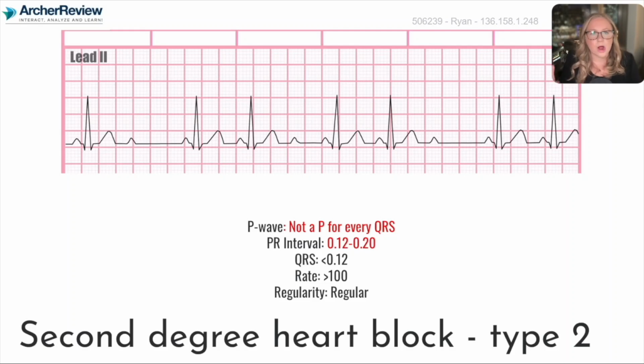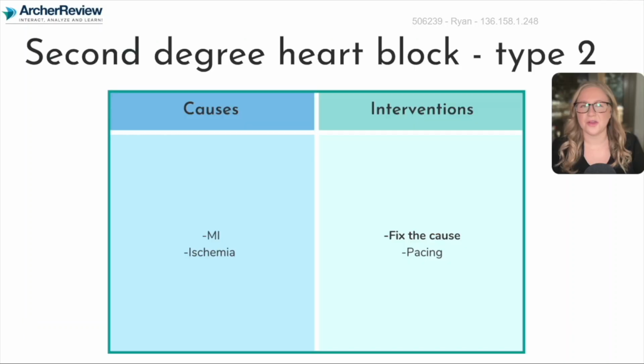We get that dropped beat where we see P wave, nothing, nothing, nothing. We're waiting for a QRS. We get another P wave. All right, so second degree heart block type 2 is a little bit bigger of a deal.